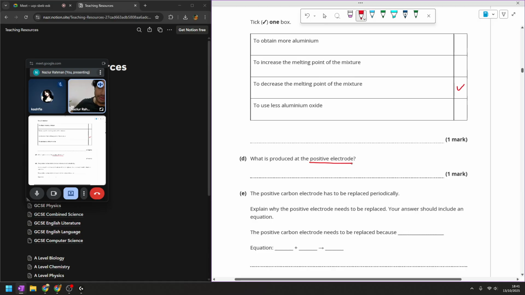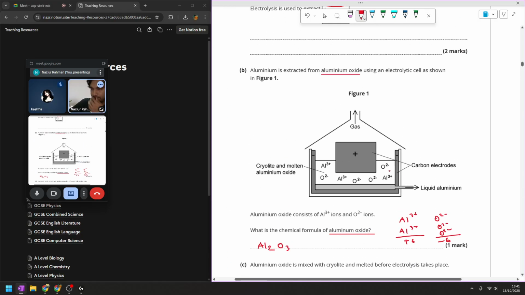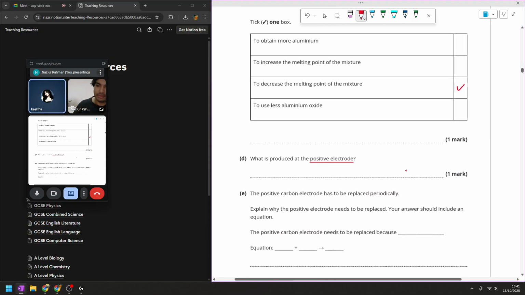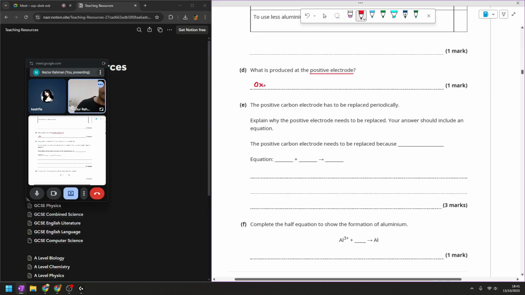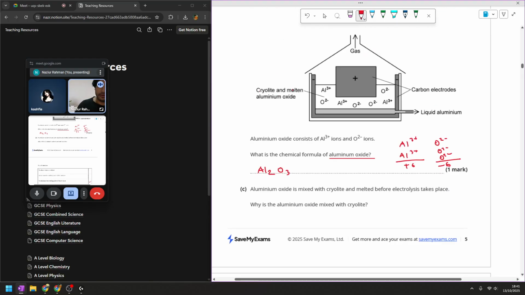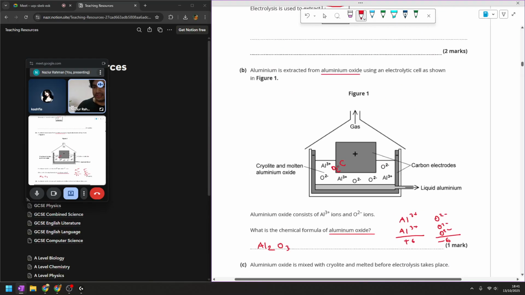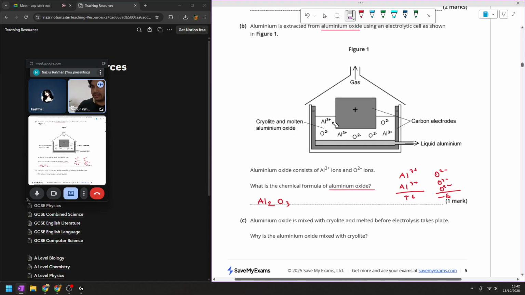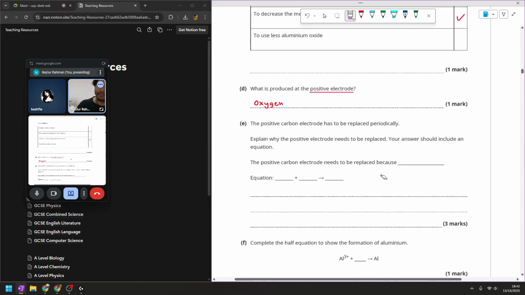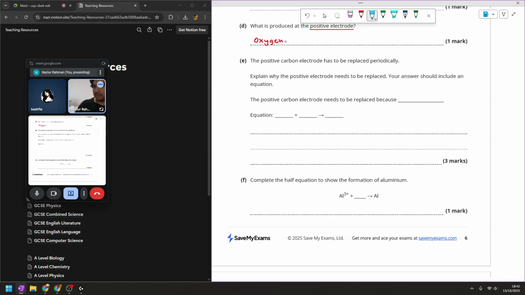What's produced at the positive electrode? So at the positive electrode, what do you get? Oxygen. Yep, oxygen. Good. And you could also say carbon dioxide, because remember, this is made of carbon, and you make oxygen here at high temperatures, these two might just react together and make carbon dioxide. So you could also get away with saying carbon dioxide, but what you're going to make first is oxygen, and then the oxygen might further react to make carbon dioxide.